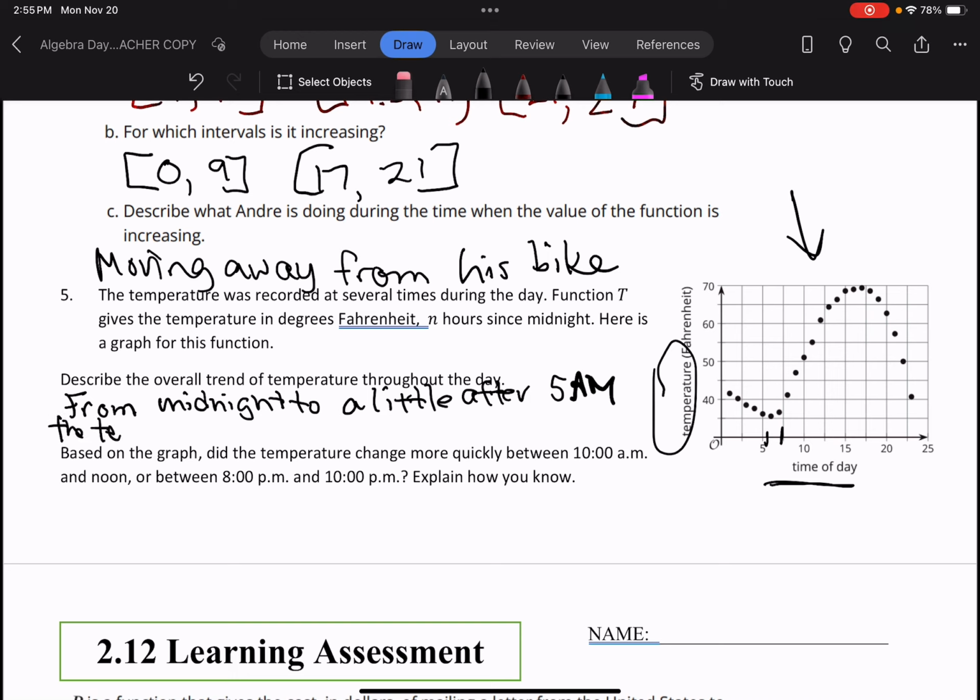The temp decreased, then increased until, all right, so when we get here, that's about here, we'll say 15, maybe at hour 16. So until 4 p.m., and then it's going to decrease again.